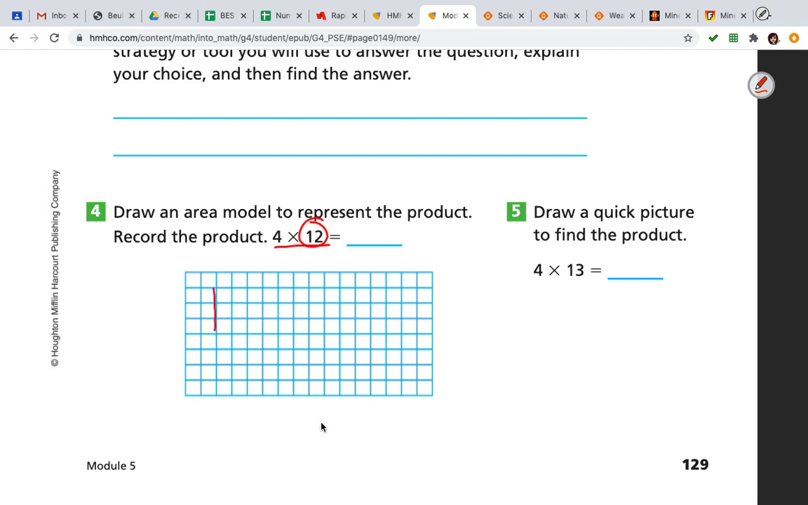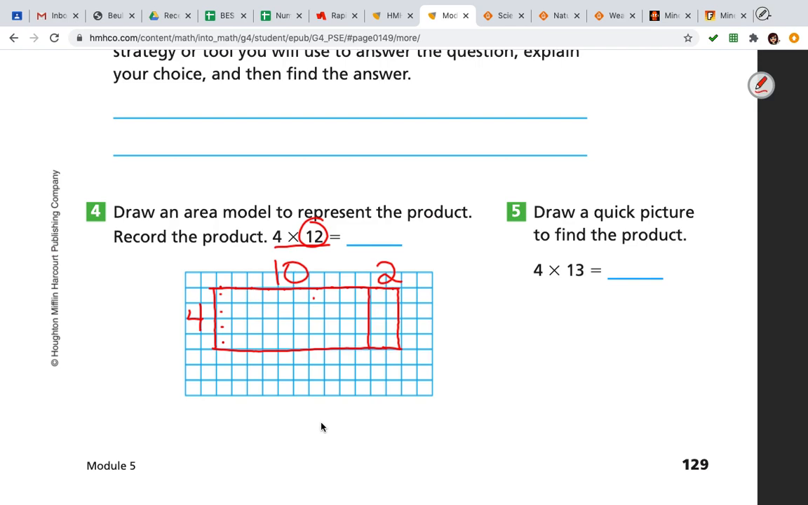So we'll go 1, 2, 3, 4, right? So that's 4 down, and we want to go 12 across. 1, 2, 3, 4, 5, 6, 7, 8, 9, 10, 11, 12. So I'm going to make a line. That's 12 blocks across. So I've got my large rectangle, but I want to break it down as 10 and 2 because of 12. So 1, 2, 3, 4, 5, 6, 7, 8, 9, 10. This is going to be 10. This is going to be 2.